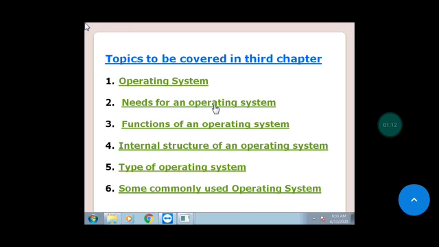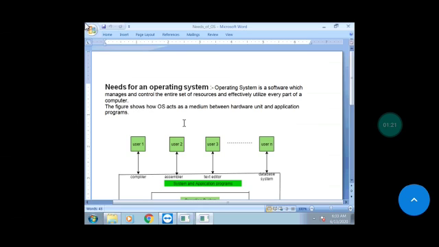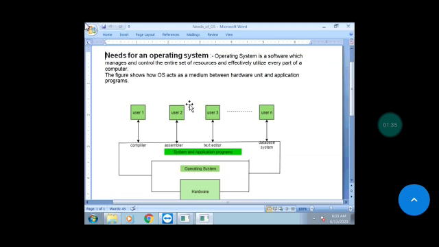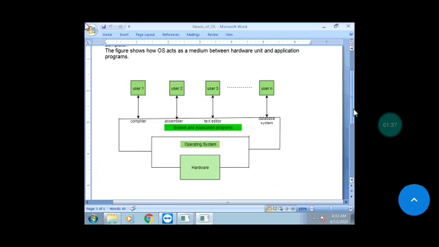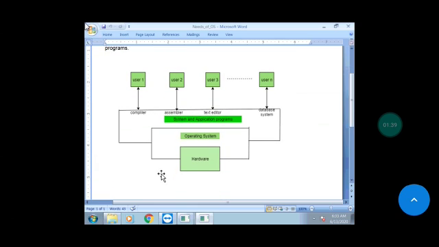Now, the next part is needs for an operating system. Why do we need operating system? You see, operating system is a software which manages and controls the entire set of resources and effectively utilizes every part of a computer. You all know that. Then why do we need an operating system? You can see it by picture, it is clearly understood.